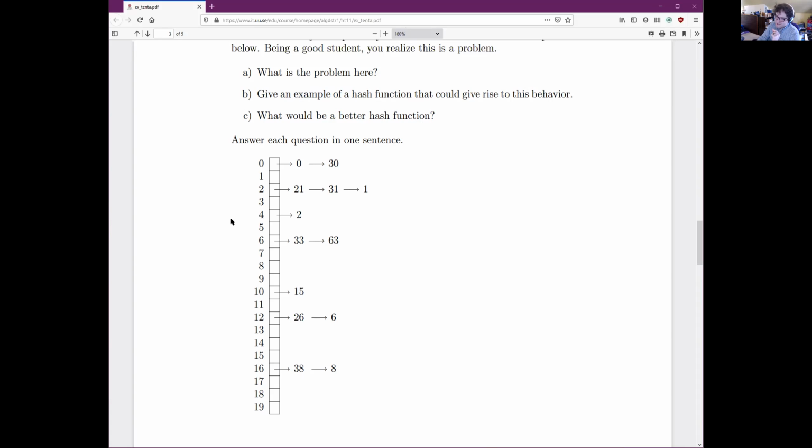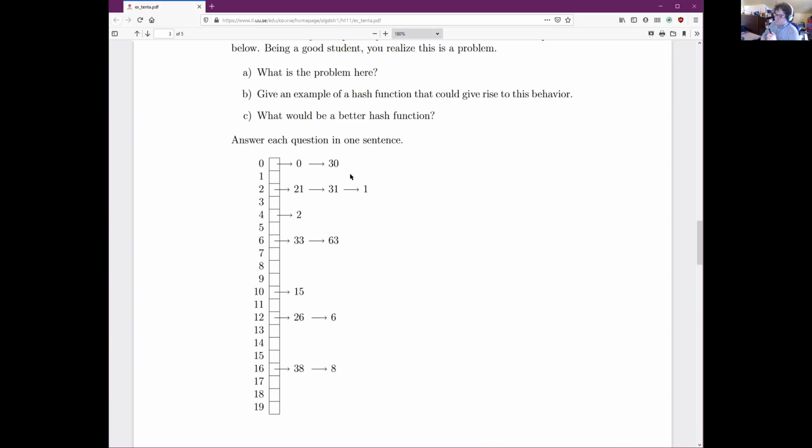A consequence of this is notice that every single odd index goes unused. So we literally cannot use half the table, because any number times 2 becomes an even number.